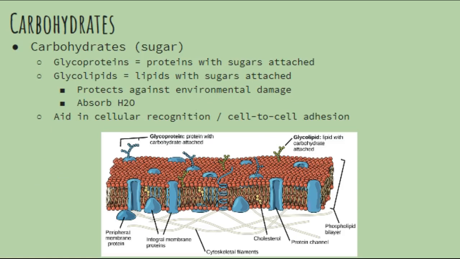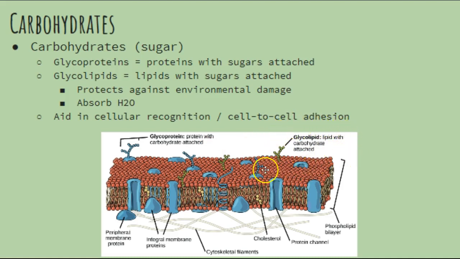Carbohydrates are also found on the cell membrane. Carbohydrates are sugars that are found in different regions of the cell membrane. So glycoproteins are proteins that are found with sugars attached to them. Seen in the picture below, over to the left on the blue, it shows a carbohydrate attached to a protein, which is a glycoprotein.